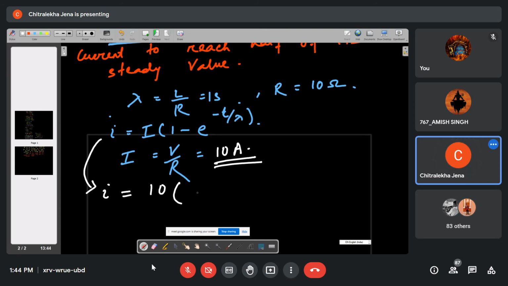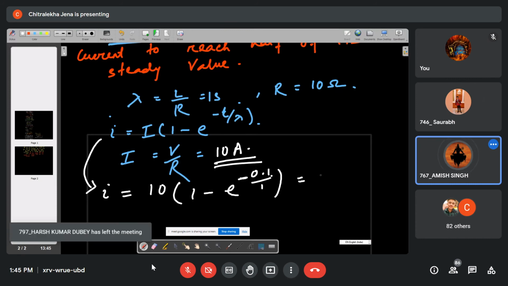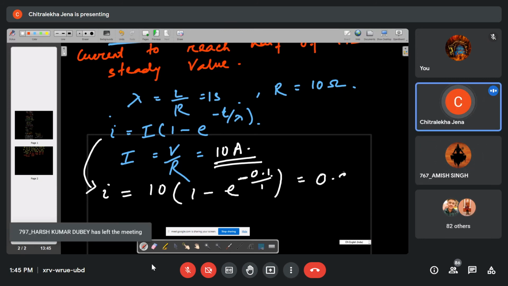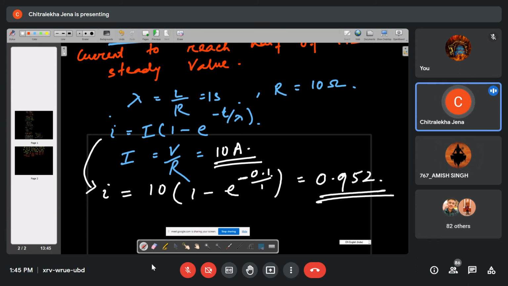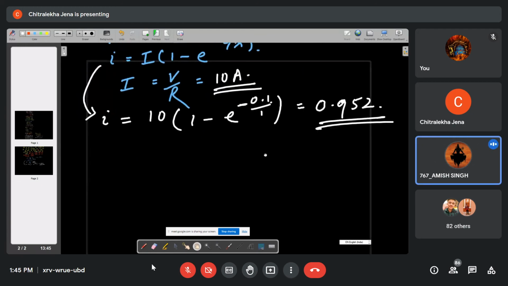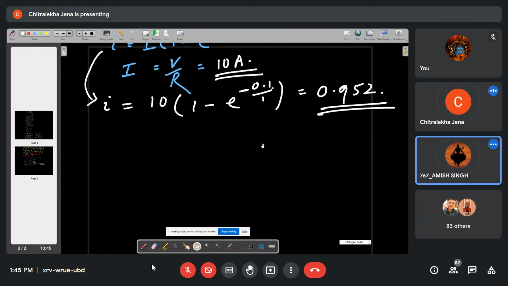This is 10 into 1 minus e to the power how much? Minus t is equal to how much? 0.1 divided by how much? 1. डिवाइडेड बाय 1 से नहीं हो जाएगा. नहीं लिखने से भी होगा. So this is 0 point something, 0.9 something आ रहा है ना? हाँ? कितना आ रहा है? कैलकुलेटर में देखो तो. कितना आ रहा है ना?